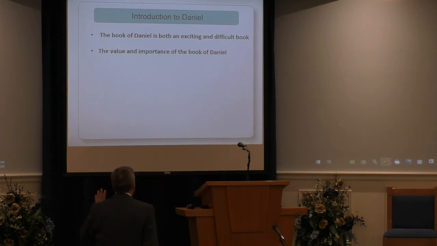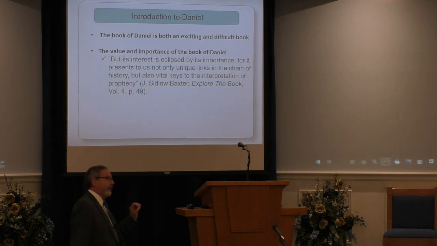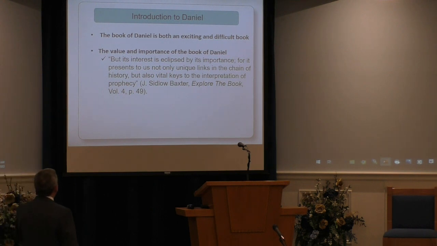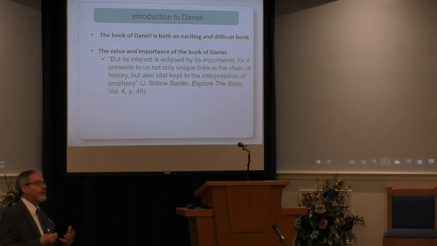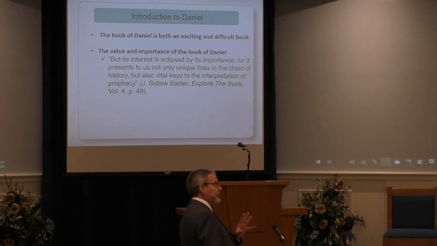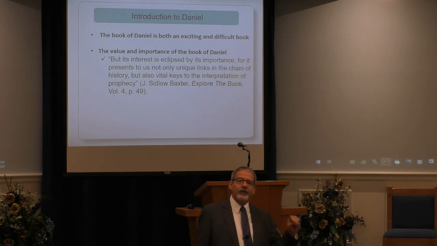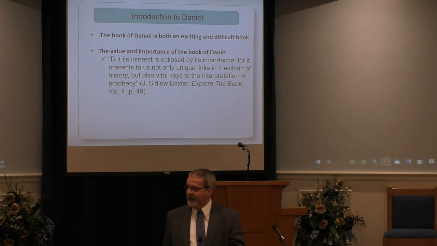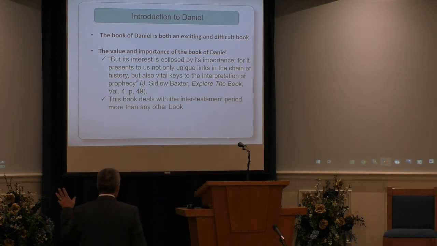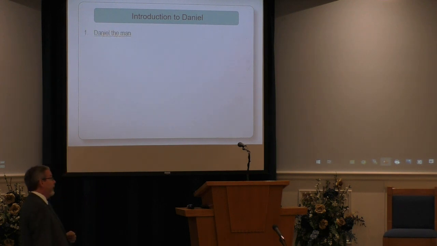There's value and importance in the book of Daniel. I'm not going to read every word of every quote. You can get these from me later if you wish. But the point Baxter is making is that it presents some links of chains of Old Testament history, and it gives us some keys to interpreting prophecy. So we're going to learn some things from the book of Daniel, not just the story, but of how other sections of the Bible fit from looking at the book of Daniel. It deals more with the intertestament period than any other book of the Old Testament.